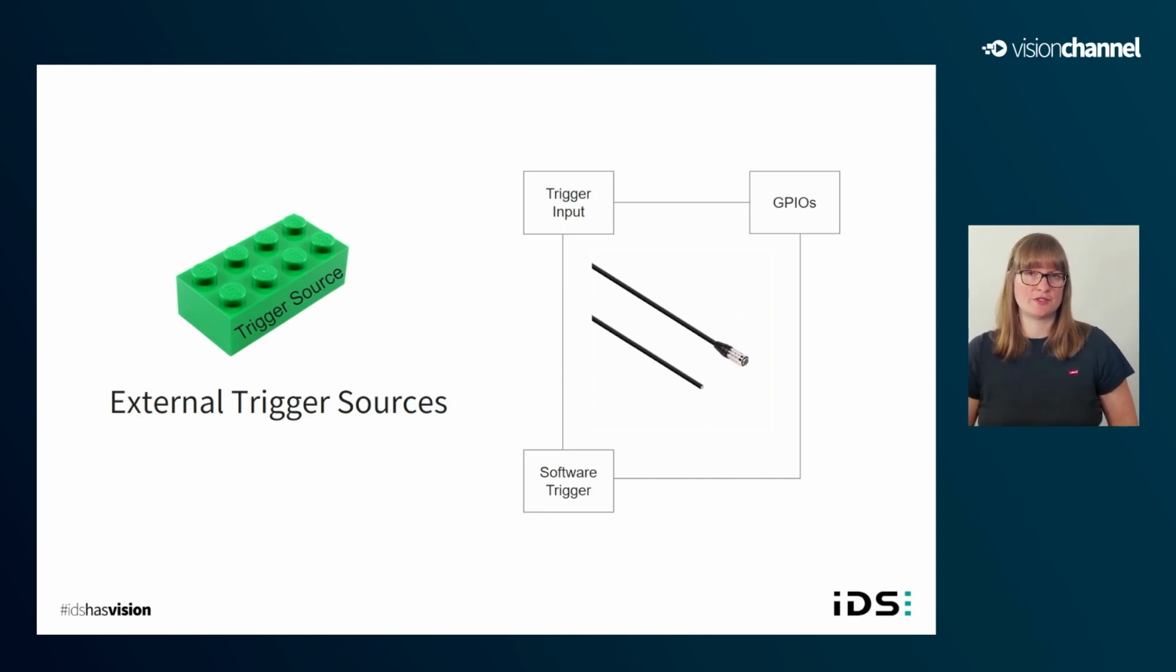If no hardware trigger signals are available or necessary, a software trigger can also be used. There is a dedicated software trigger that, once executed, starts the exposure of an image.